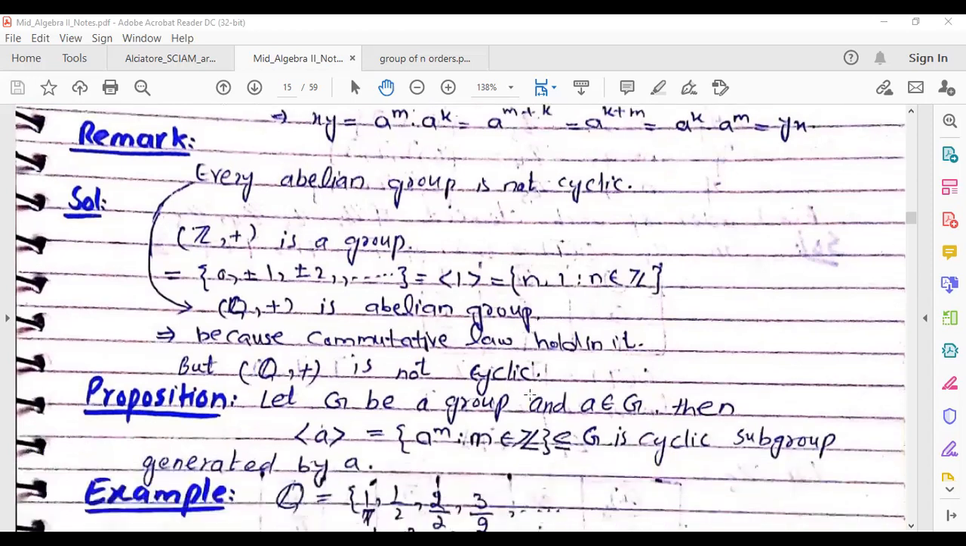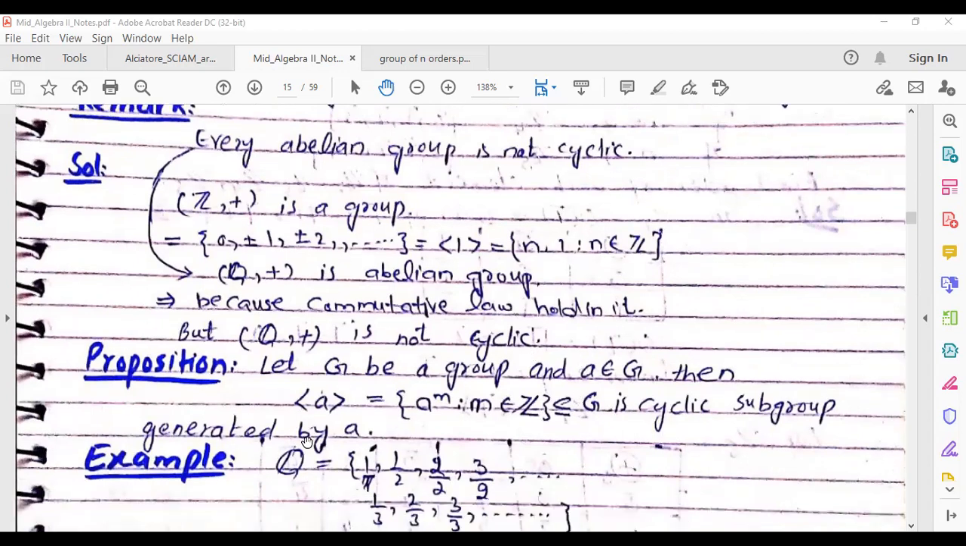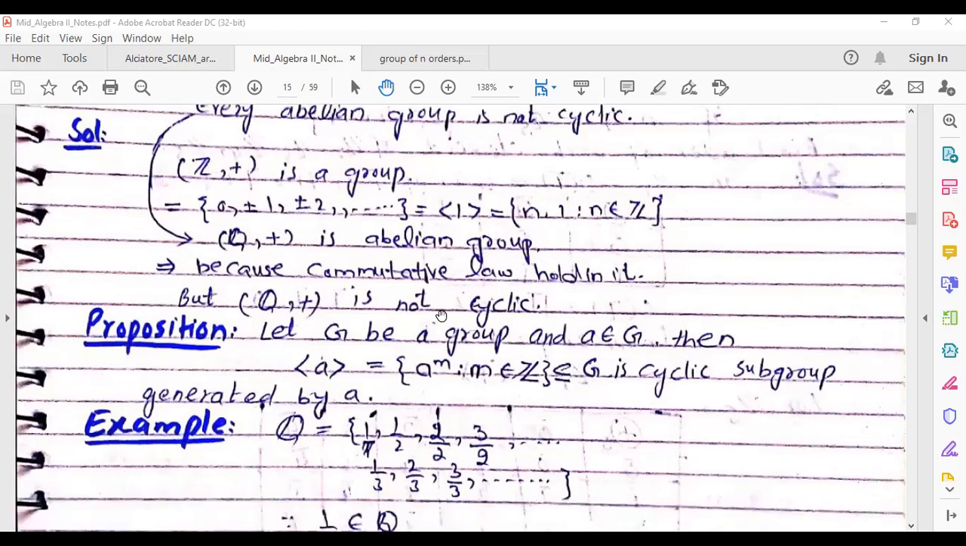So abelian for us: an abelian group need not be cyclic, but every cyclic group is an abelian group. Let G be a group and a belong to G, then the subgroup generated by a, a subset of G, is a cyclic group. This is the proposition, and it says that every cyclic group has an abelian cyclic subgroup, meaning a subgroup of a cyclic group is cyclic.